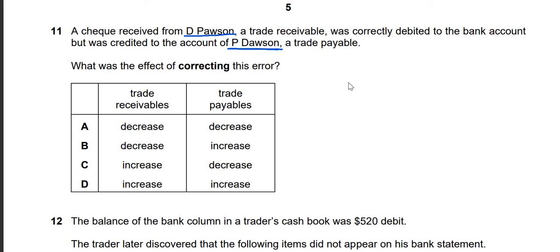You will reduce your trade receivables, alright, and you will reduce your trade payables. Why? Because receipts from trade receivables reduce the current asset. Wrongly posted to the account of P. Dawson, a trade payable, will be corrected. Basically, this is a trade payable. So we need to reduce trade payable and we need to reduce our trade receivable as well.